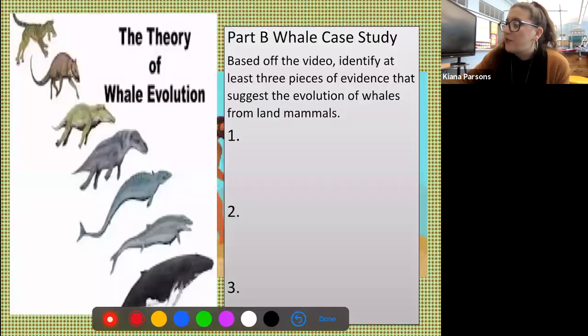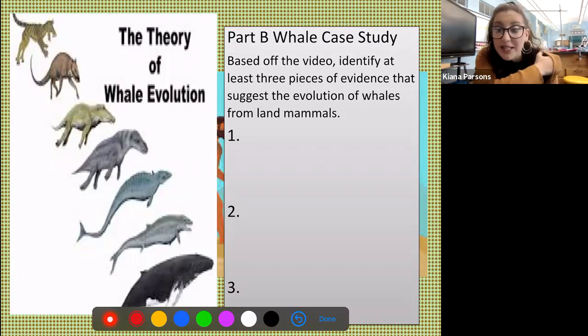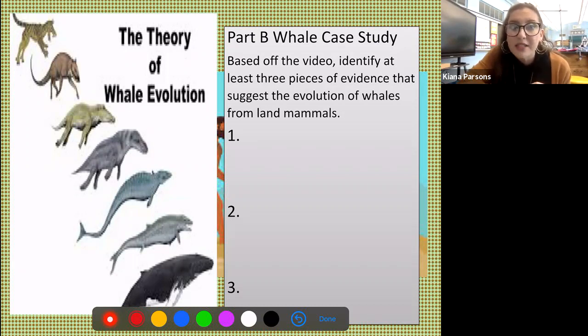So let's move on here. For this part, there is a link to a YouTube video on your document. Please go ahead, click that link, pause this video and watch that video, and then come back. So hopefully you paused this video and you watched the whale video talking about the theory of whale evolution.